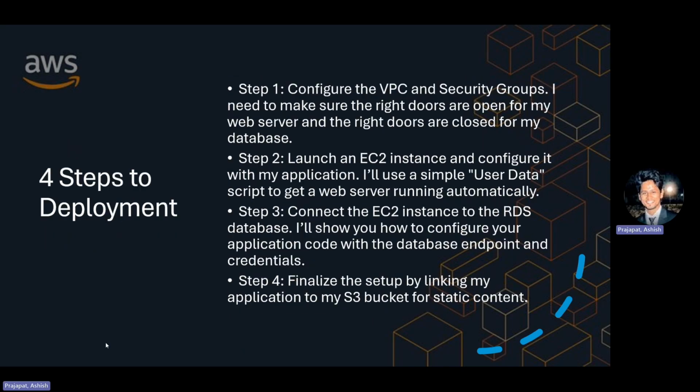Deploying a full application can sound intimidating, but by breaking it down into these four key steps, you will see how manageable it is. I will start with the network, making sure my security groups are configured correctly. This is the most crucial part. Then I will launch my web server, connect it to my private database, and finally make sure my application can access my static files in S3. This step-by-step process will make it easy to follow along.